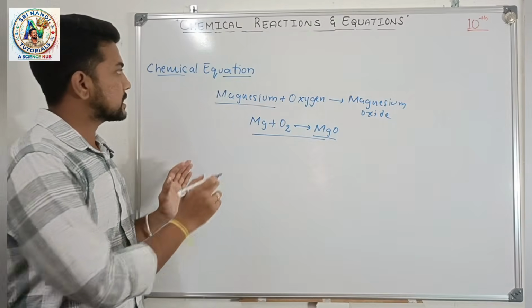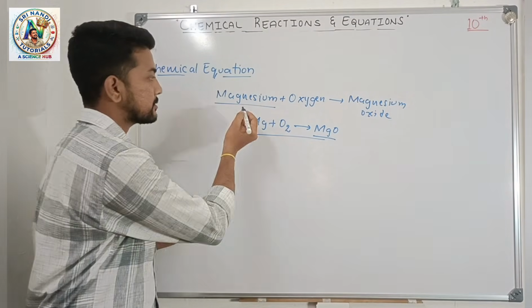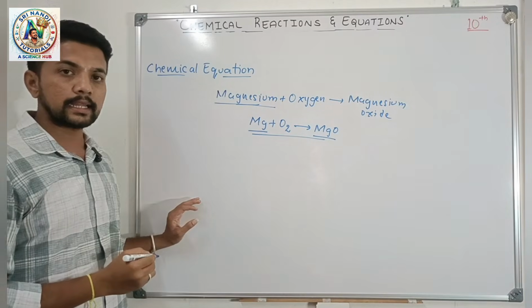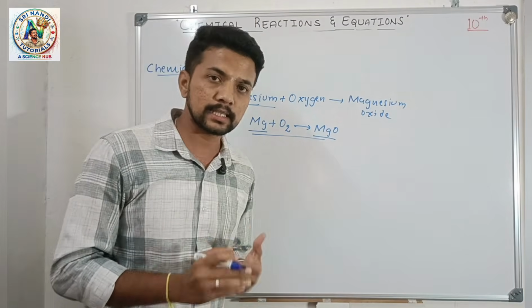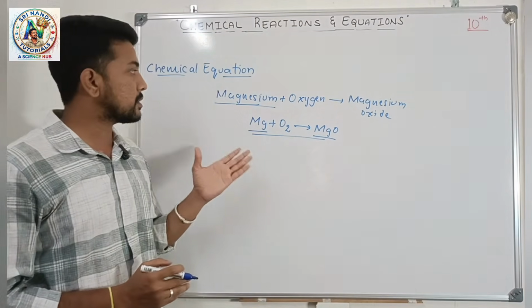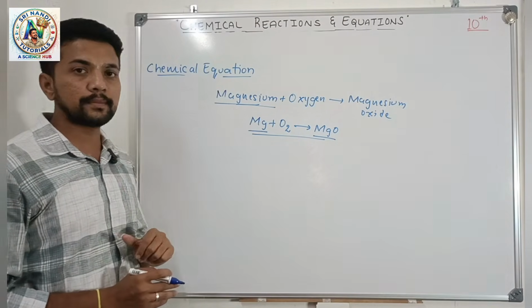So here chemical equation is nothing but representation of the chemical reaction in the form of name or in the form of symbol of the element. It is called as chemical equation. So chemical equation is a representation of the chemical reaction in the form of name or in the form of symbol of the element.